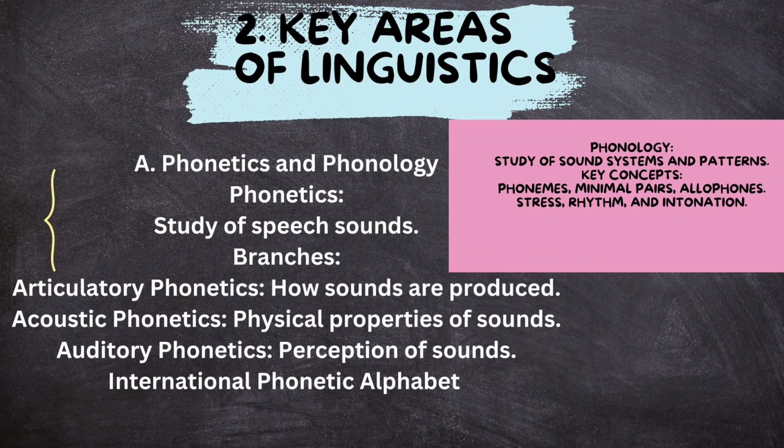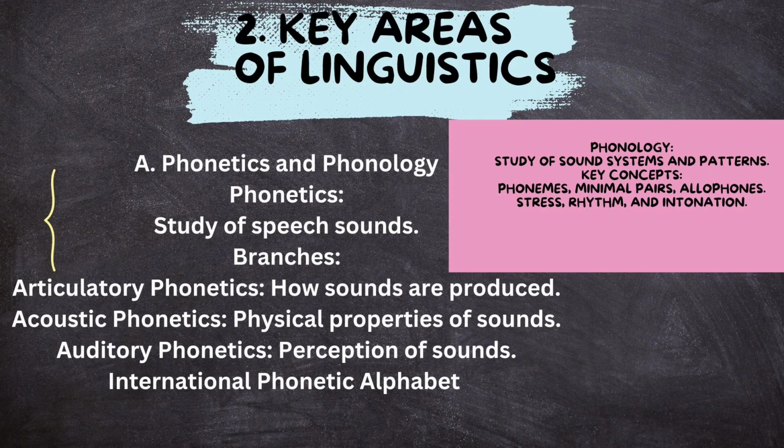Now we are going to learn about some of the key areas presented in linguistics. First, we are going to talk about phonetics and phonology. Phonetics is the scientific study of speech sounds that focuses on their production, transmission, and perception. There are some branches of phonetics, like articulatory phonetics. Articulatory phonetics studies how speech sounds are produced by the human vocal apparatus. For example, how the tongue, lips, and vocal cords shape sounds, we learn about in articulatory phonetics. And in acoustic phonetics, we analyze the physical properties of sound waves, like frequency, amplitude, etc.